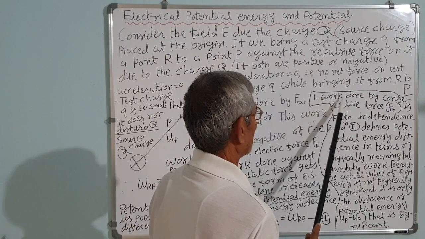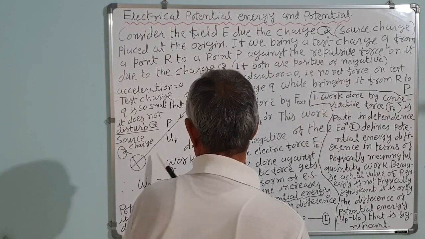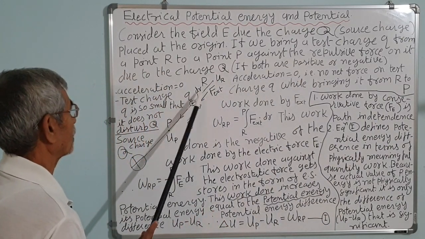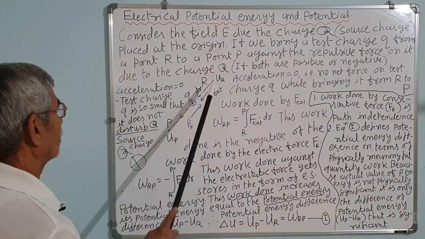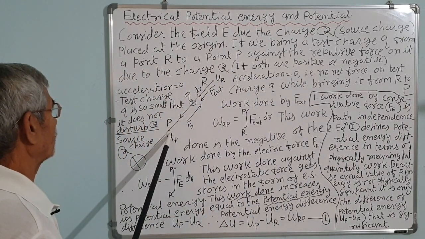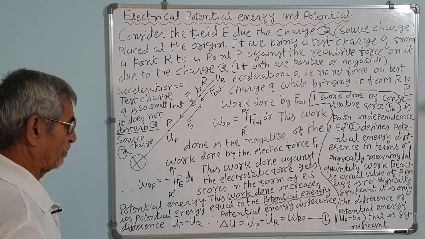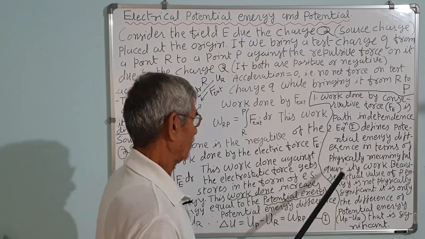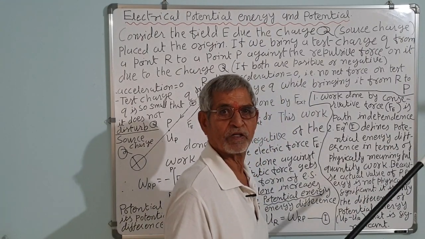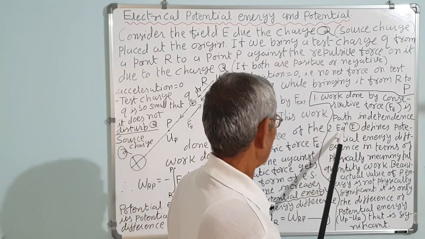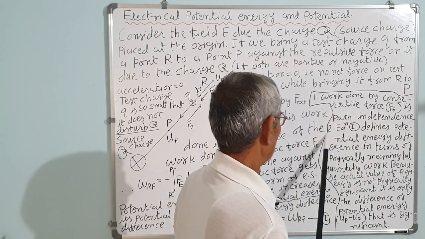Remember the point: the work done by a conservative force, and electrostatic forces are conservative forces, is path independent. Whether you bring the charge q this way or this way, any way to the point P, it depends only on the initial position R and the final position P. Work done will be the same. Like the gravitational force, which is also conservative and path independent. Correct? They are path independent.